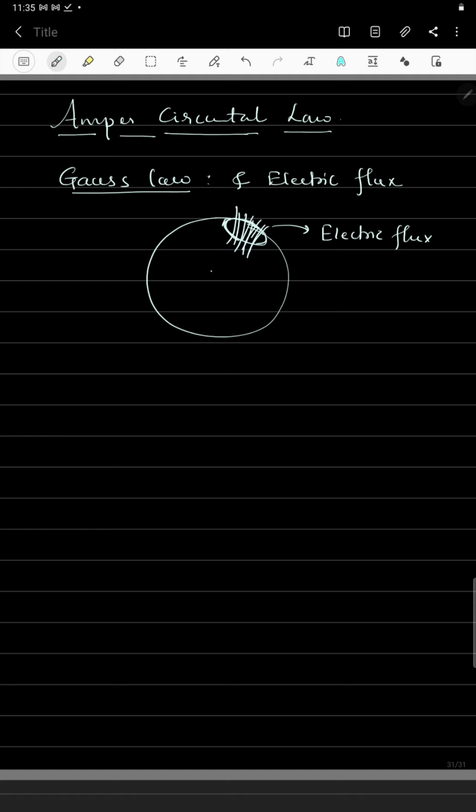So here what does Gauss's law explain? Gauss's theorem explains that the total electric flux through this surface, or any closed surface in free space, is equal to 1 by epsilon naught times the total charge enclosed by the surface. So that gives Gauss's law.